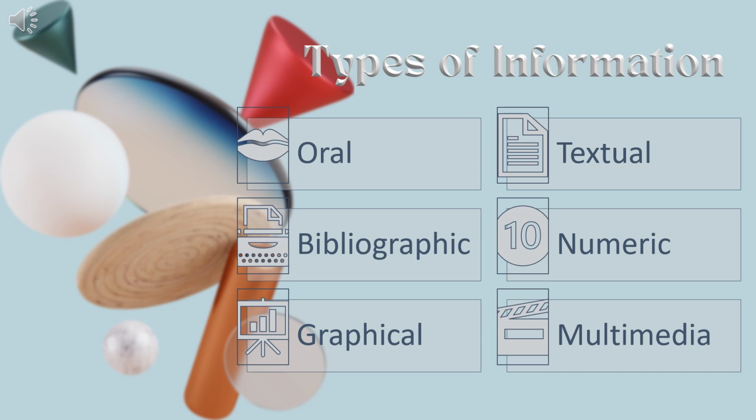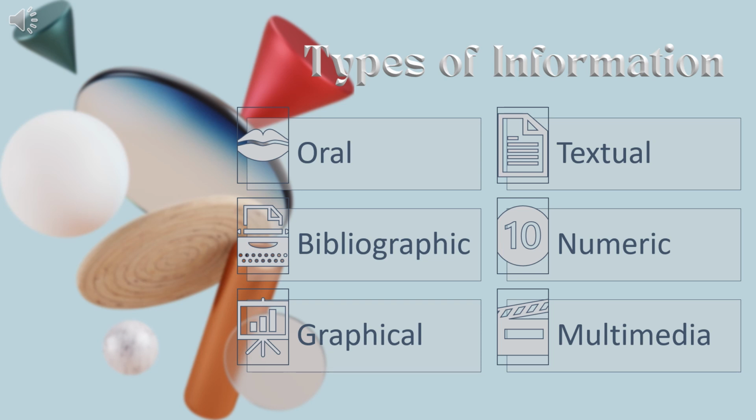We have 6 types of information, the first one being oral information. This refers to any information taken from interviews, conversations, and narrations of events or experiences. Next, we have textual information that refers to any information taken from written text that presents facts, findings, poetry, and fictional writing. Apart from that, bibliographic information, which is citation of works and references to other works.